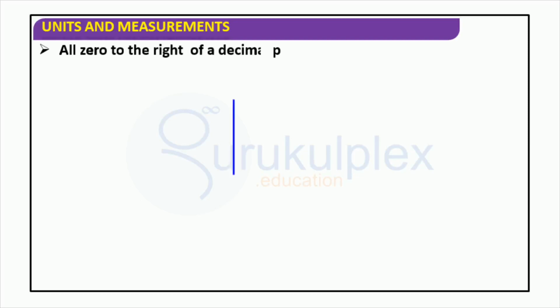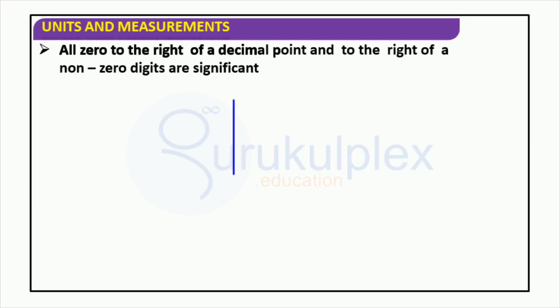The important concept of unit and measurements is illustrated in this slide. As can be seen, 0.40 has 2 significant figures, while 0.030 has only 2 significant figures.